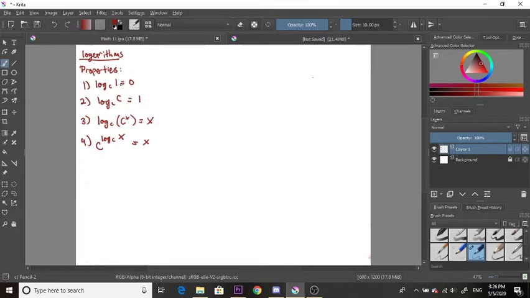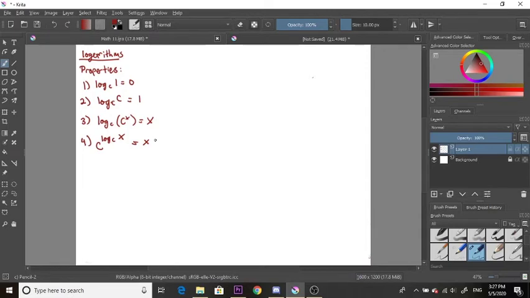So the first property was log to any base c of 1 would be 0. The second property was log to base c of c would be equal to 1. The third one was log base c of c to the exponent of x would equal x. And the fourth one was c to the exponent of log base c of x would be equal to x.